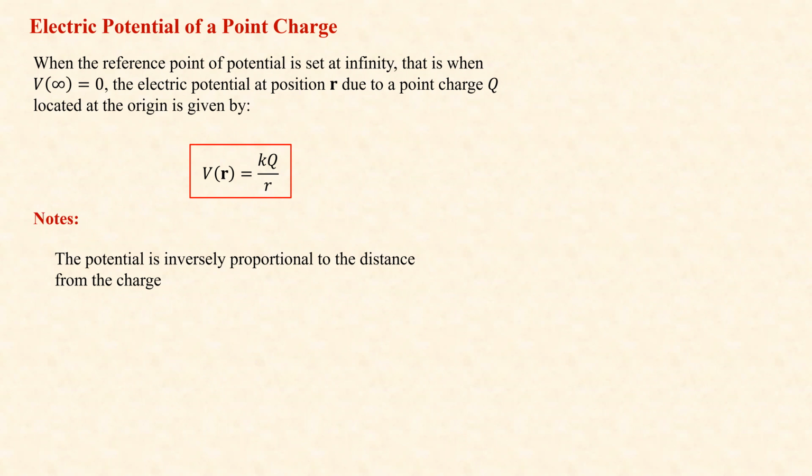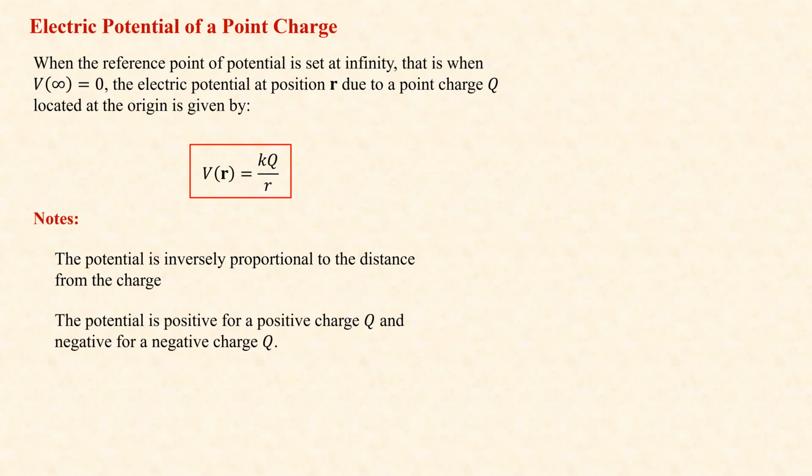The potential is inversely proportional to the distance from the charge, as you see from the formula. And the potential is positive for positive charge Q and negative for negative charge Q. Means if the charge is positive, it creates a positive potential. If the charge is negative, it creates a negative potential. And potential is larger closer to the charge, and smaller far away from the charge.